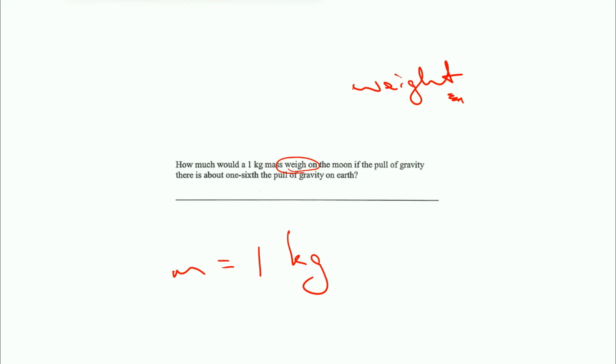But there is a question coming up which deals more with weight. So remember, mass is just how much matter there is in an object. Weight is the force of gravity acting on that mass. Okay, cool. So we'll deal with weight at a future question.